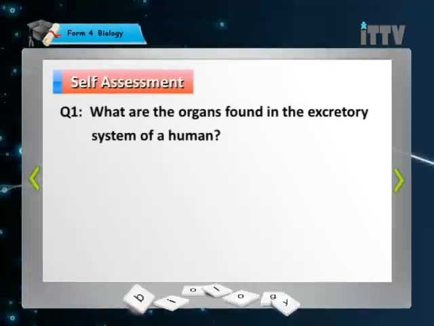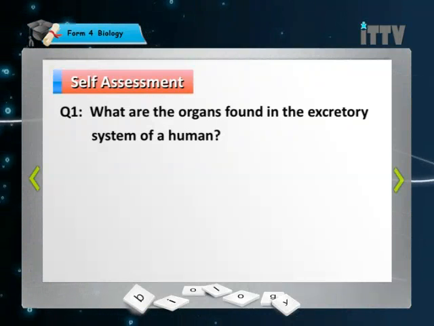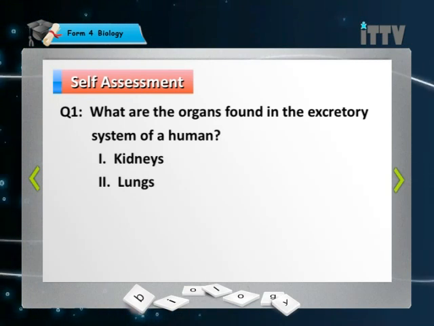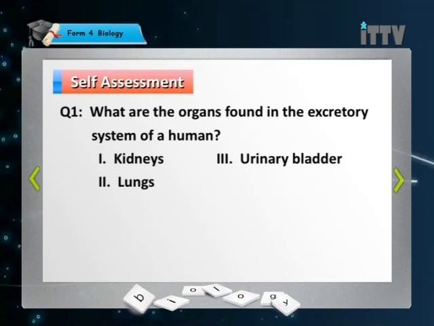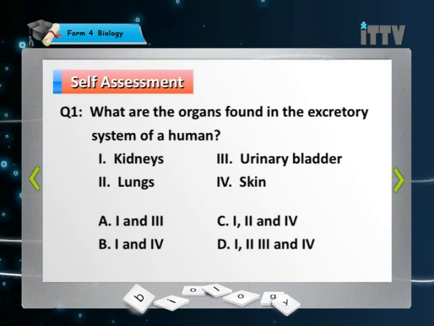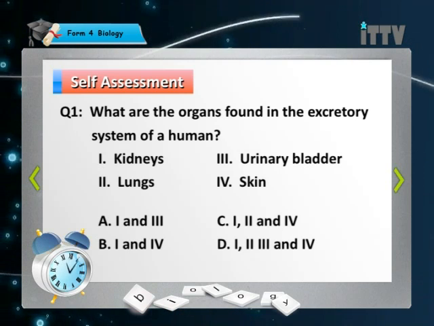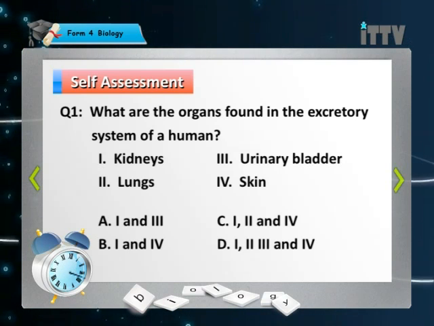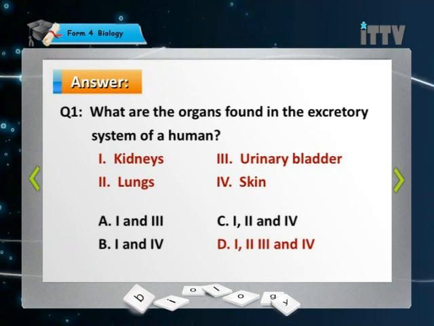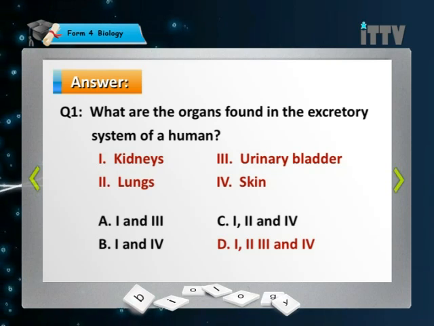The first question: what are the organs found in the excretory system of a human? 1. Kidneys, 2. Lungs, 3. Urinary bladder, and 4. Skin. Now students, think very carefully before you answer. This was the only thing that I didn't give complete detail to you when we were discussing. Let's see the answer. The answer is D. Kidneys, lungs, urinary bladder, skin.